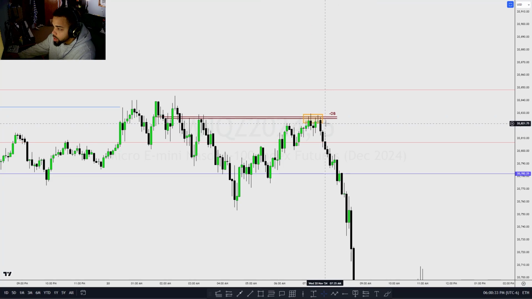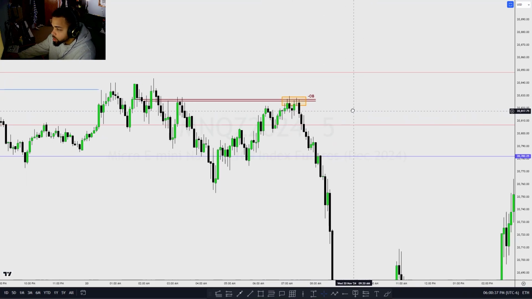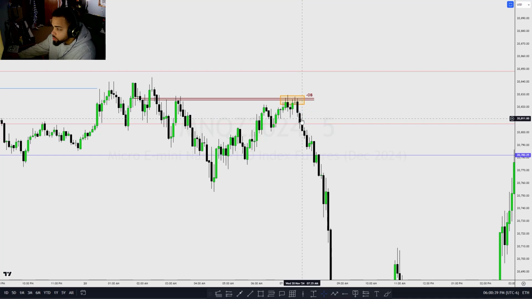And I already know that's a rejection block play when I see that form right there. Then I saw the change in the state of delivery, order block confirmed here, returns to the order block. That's all beautiful stuff, man.